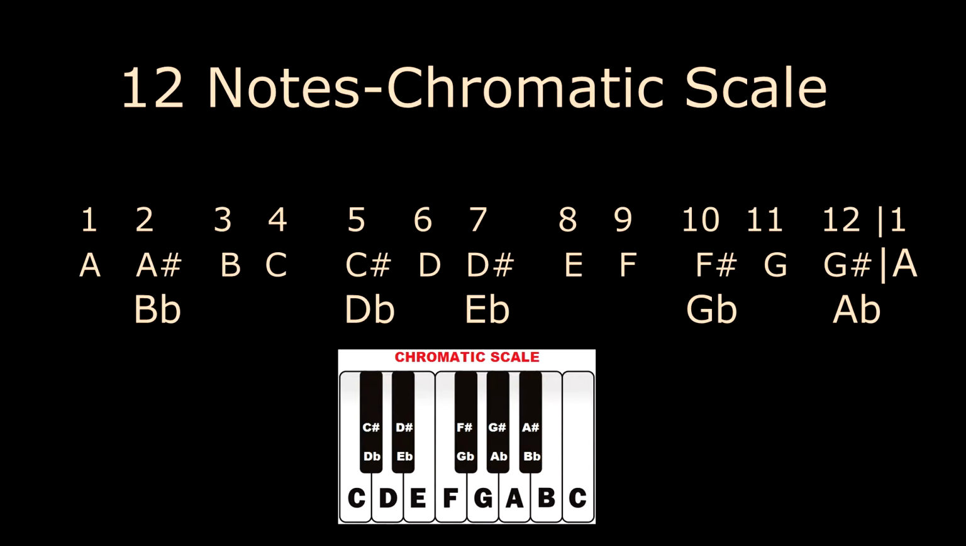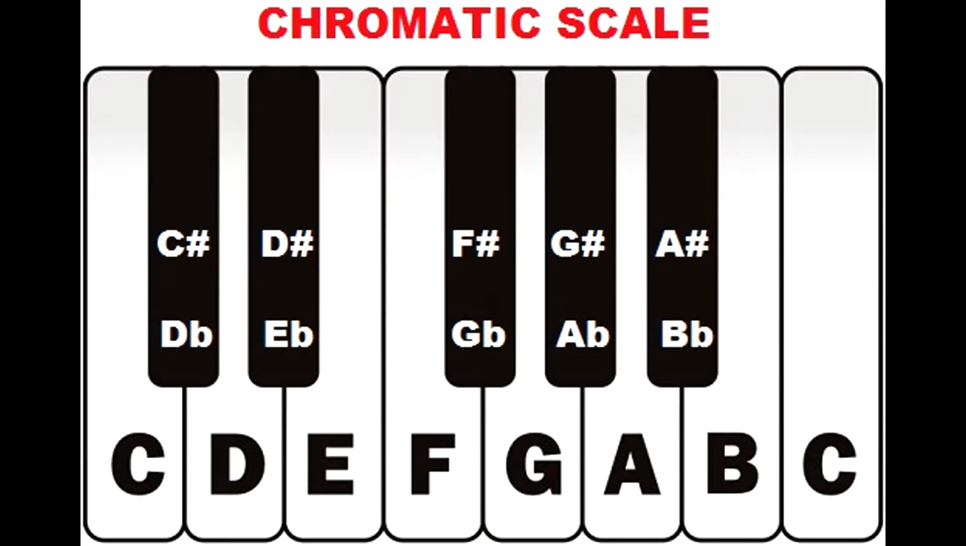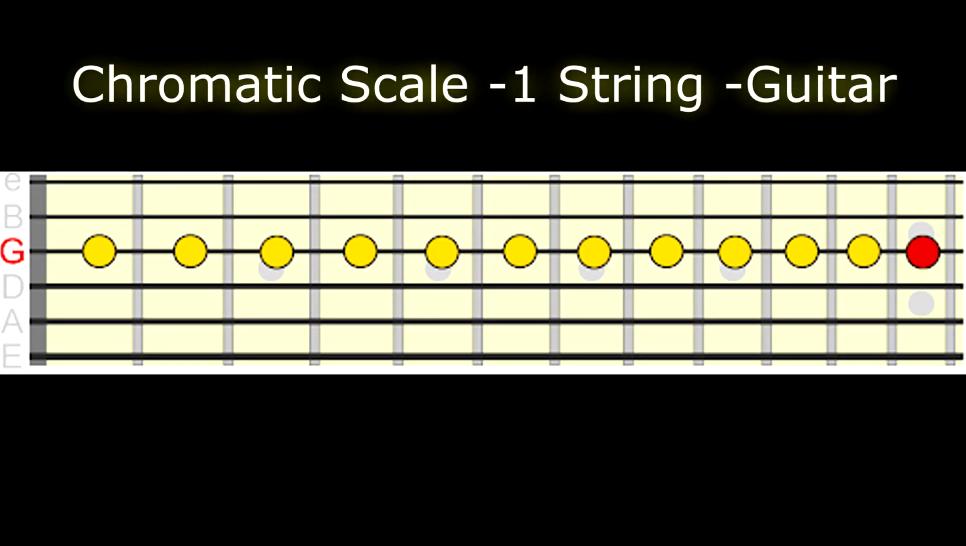A, B, C, D, E, F, G is the musical alphabet. Sharps or flats are black keys on a piano. Here is the chromatic scale in the form of a piano. Again, white keys C, D, E, F, G, A, B, the musical alphabet. Black keys are accidentals, called sharps and flats. Each black key has two names, and it's all going to make sense a little bit later.